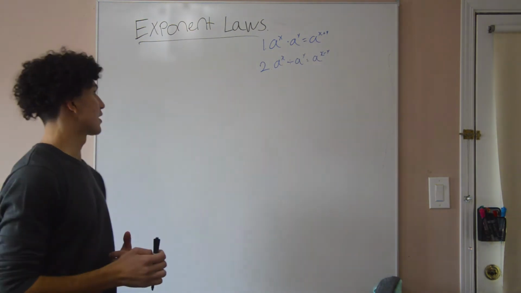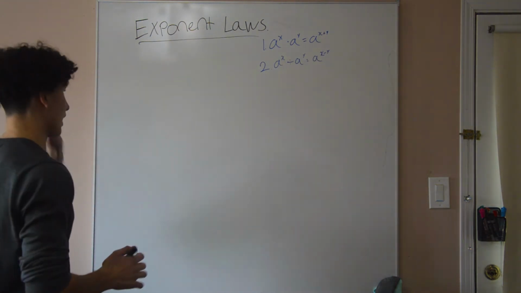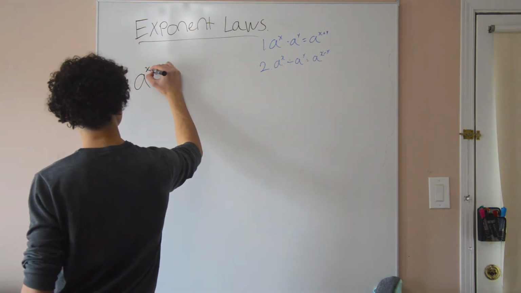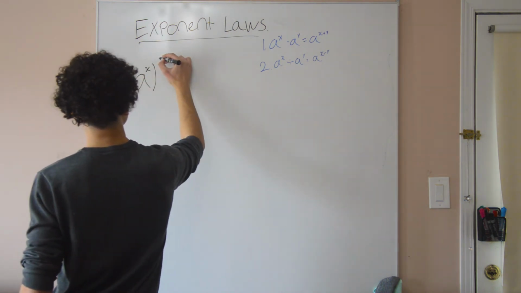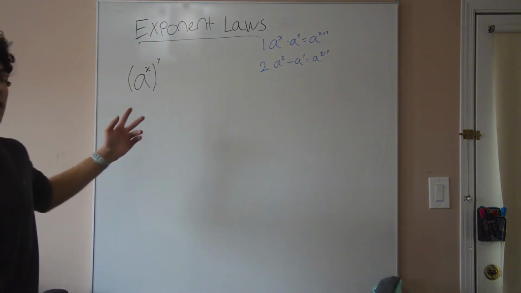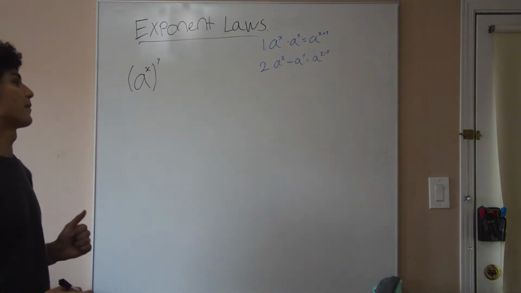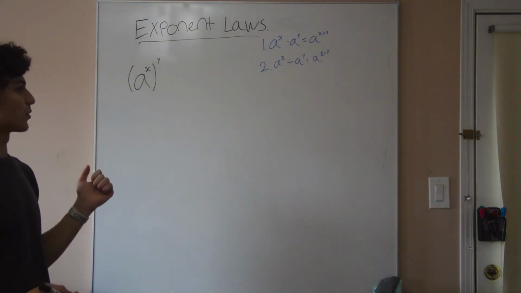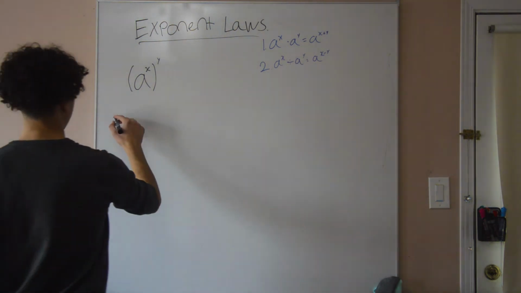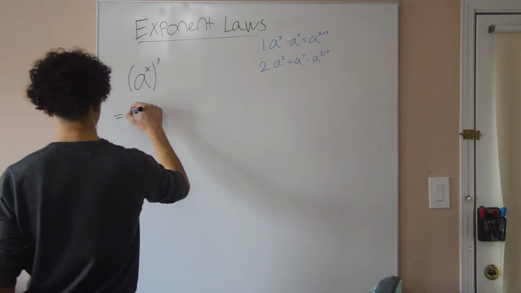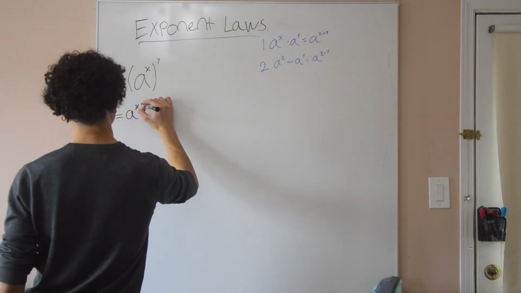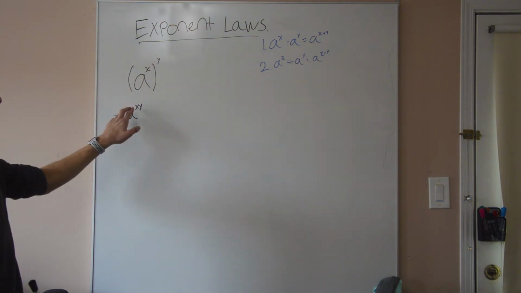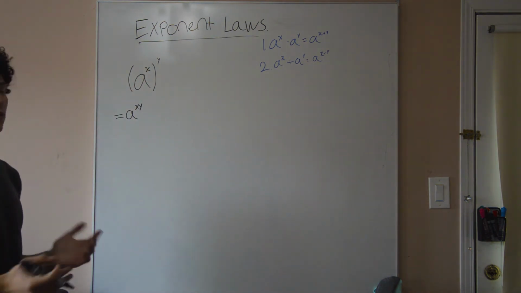Now, finally, let's take a look at the last exponent law we have, and it is when we have an exponent to another exponent. So just like that. So a to the x all to the power of y. Well, what happens here? And we don't even really need to prove this, but I will anyway. But this becomes a to the power of x times y. So once we have an exponent to an exponent, we simply just multiply them. And why, you may ask?